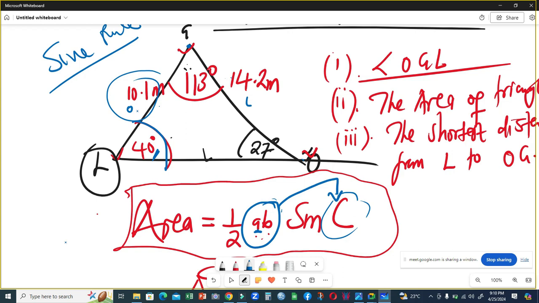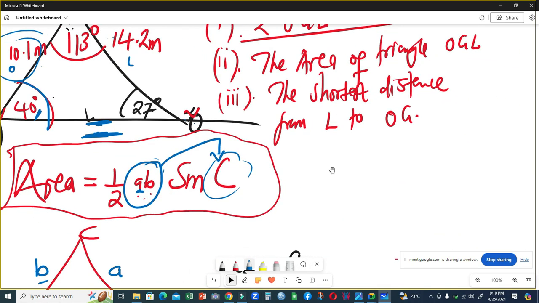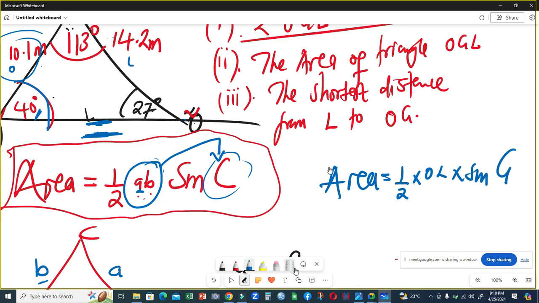So it means we use O times L sine G. Not sine O, because we don't know this value. Not sine L, because we don't know this value still. So now we are going to say area is equal to half times OL times sine G. I've written this L as if it's a capital letter, so I'm changing it to a small letter. So this is a small letter L.